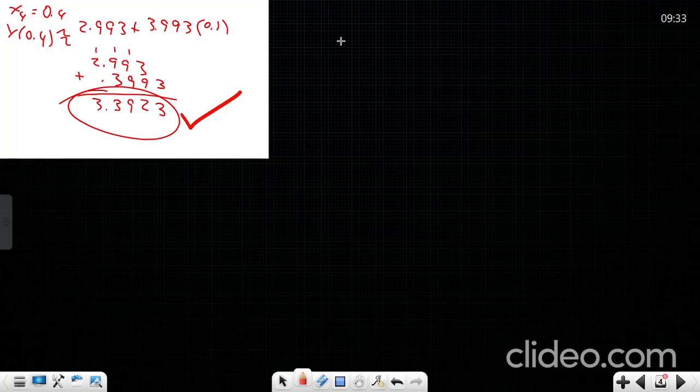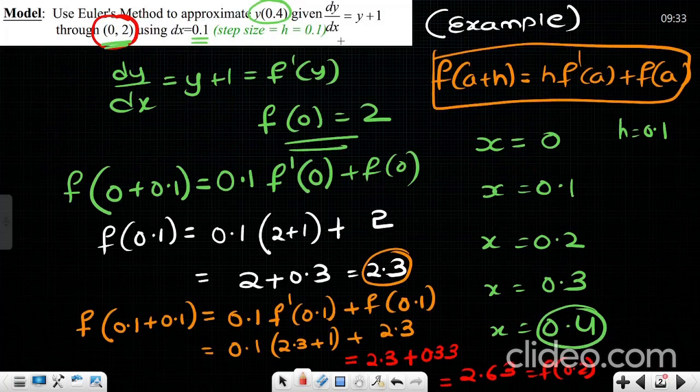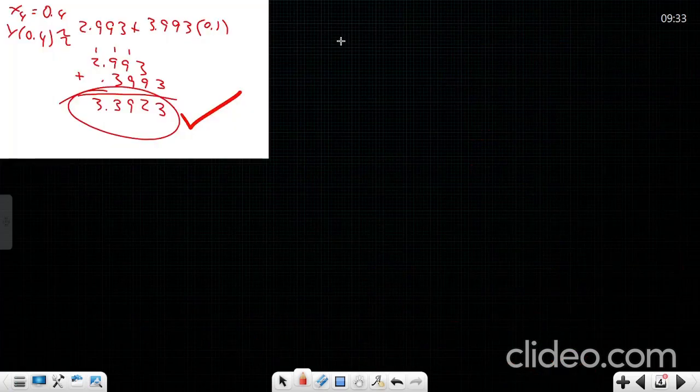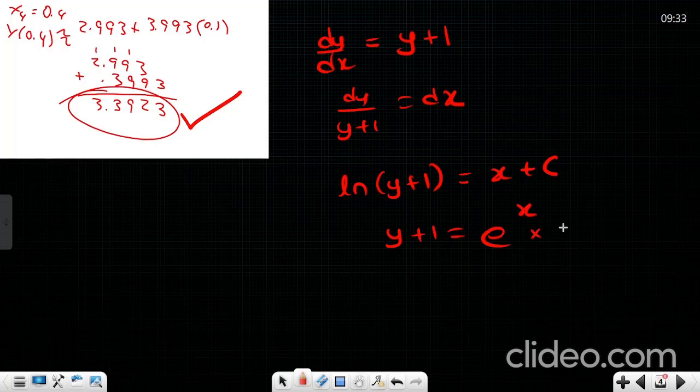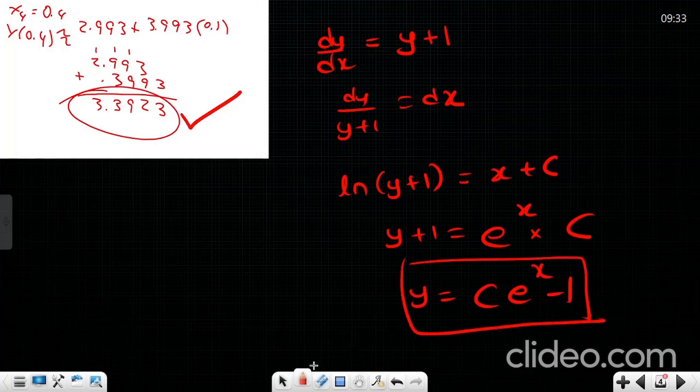Okay, let's see the question. The question is dy by dx equal to y plus 1. Let's calculate through our normal method. dy by dx equal to y plus 1. So dy by y plus 1 is equal to dx. This is going to become ln y plus 1, that is equal to, if you do integration, x plus c. So y plus 1 is equal to e power x into e power c. That is nothing but constant. y is equal to c e power x minus 1. This is the function through the actual method.